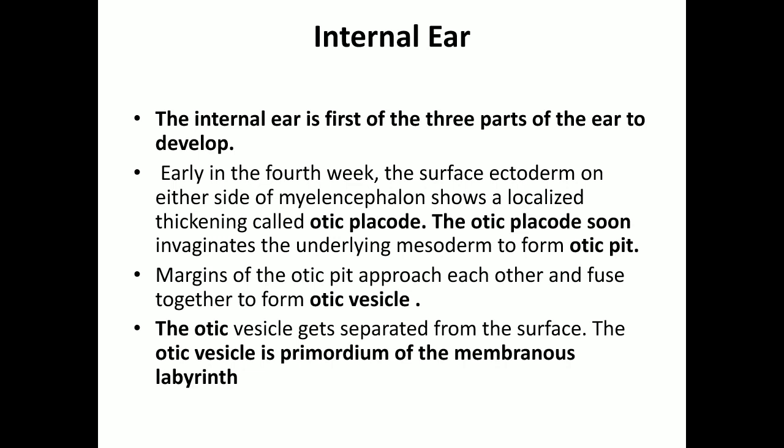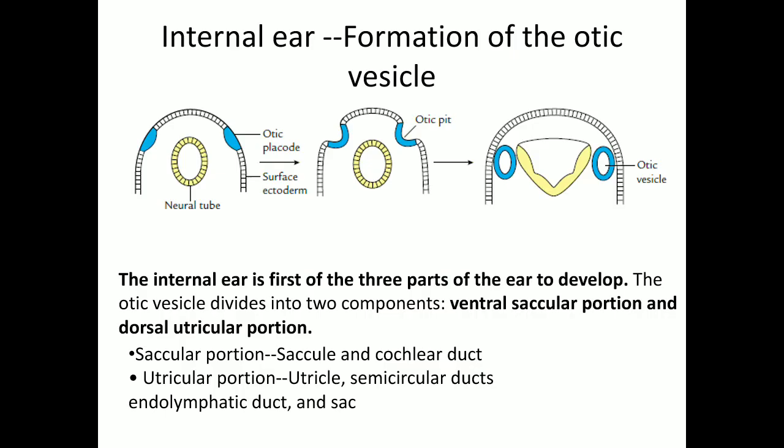So initially the otic placoid is formed on the surface ectoderm on either side of the myelencephalon. Here you can see the otic placoid and the otic pit. Initially the otic placoid, then the otic pit, and then the otic vesicle is formed. So the inner ear is first to develop in the 3 parts of the ear, and the otic vesicle is formed from the otic pit, and this otic pit is formed through the otic placoid.